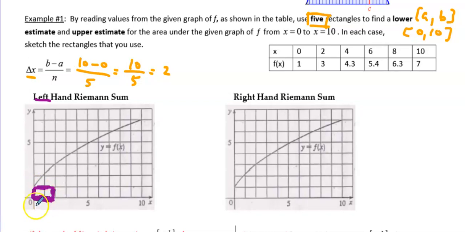All right, so our delta x is going to be 2, and then our height is going to be the height at 0, because we're going on the left-hand side. So that's our very first rectangle. And then we're going to go ahead and do the same thing for the next one.